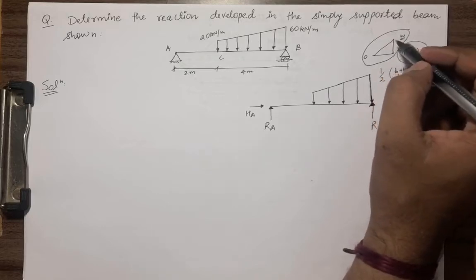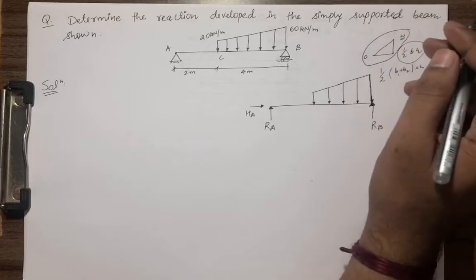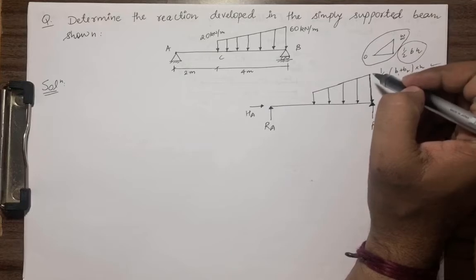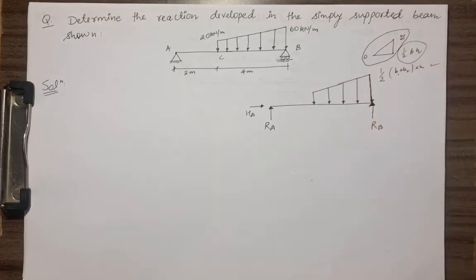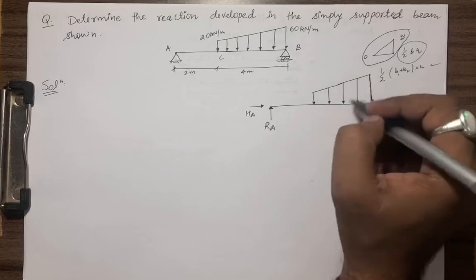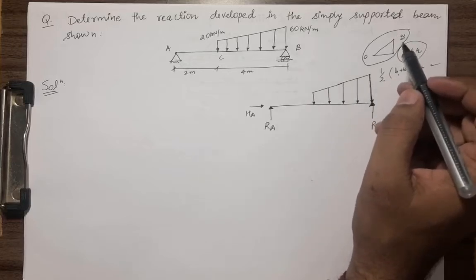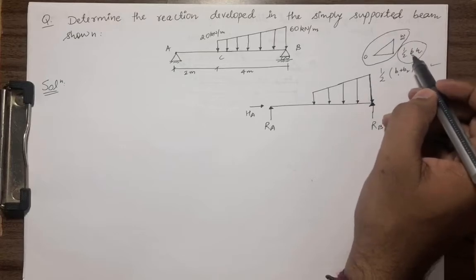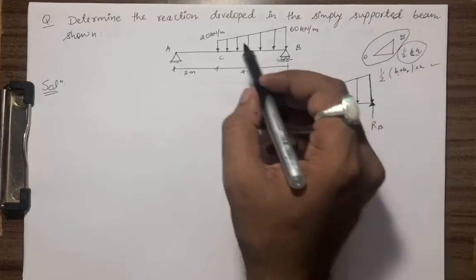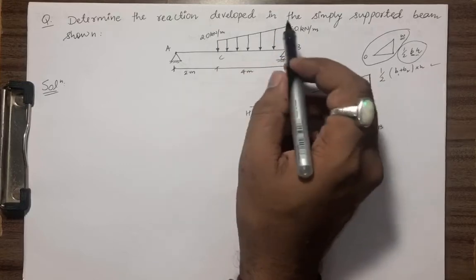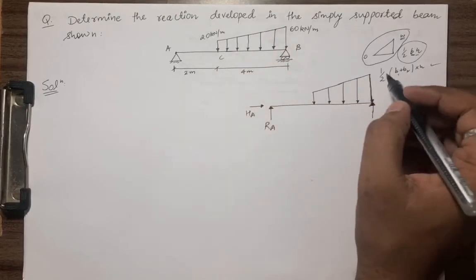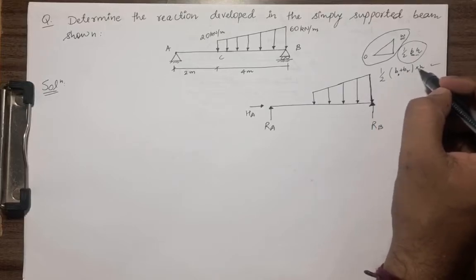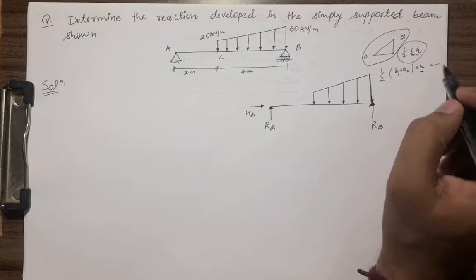So for varying load or uniformly distributed load, it may be varying or it may be uniform. The total load will be the area under the loading curve. In the previous question we have seen that it was triangular loading, so the area was half into base into height, but here the given loading is trapezoidal loading. So the area of a trapezoid is half the sum of the bases multiplied by the height, the distance between them.